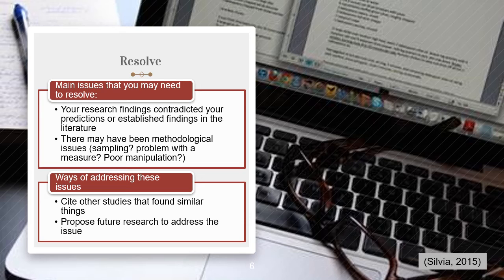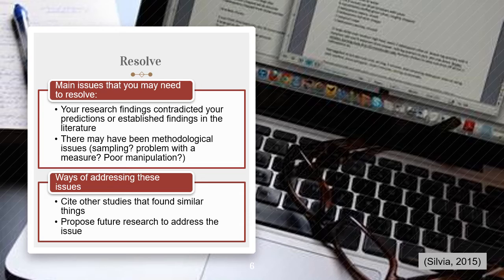There are 2 main ways that you could address the unexpected issues that came up in your study. One possibility is citing other studies that might have found similar issues arise, similar unexpected findings. Alternately, you might propose future research to address the issue.